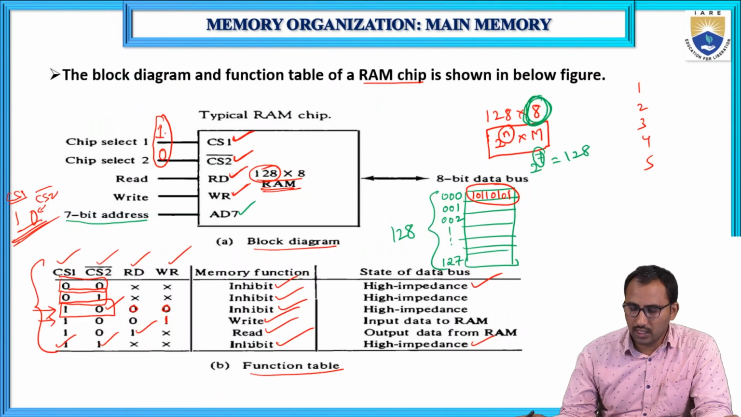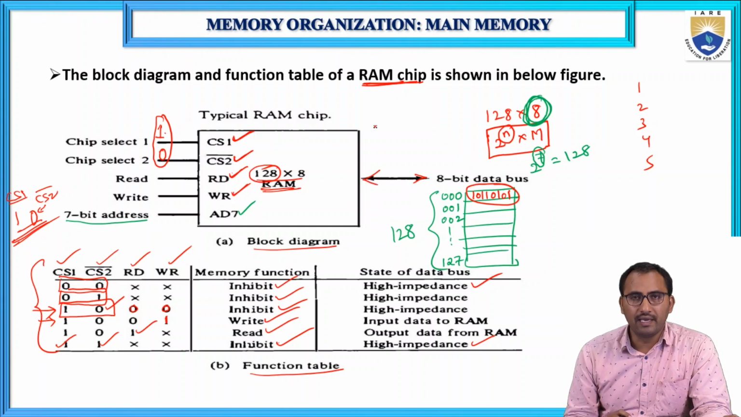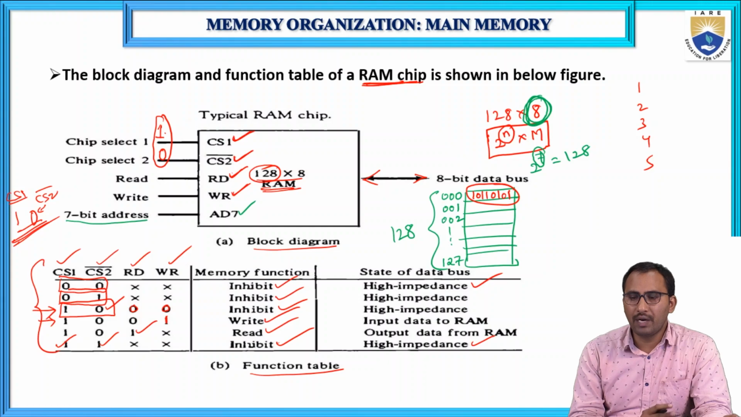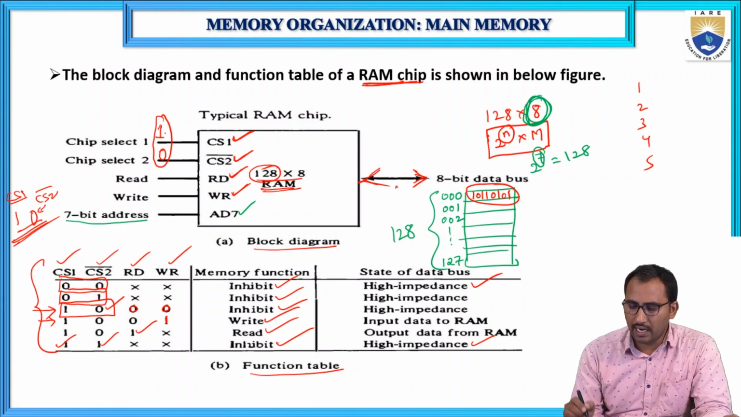But if you see the previous one, the RAM memory, what will be the direction of the data bus? It will be bidirectional, because with the RAM memory we can perform either a memory read operation or a memory write operation.